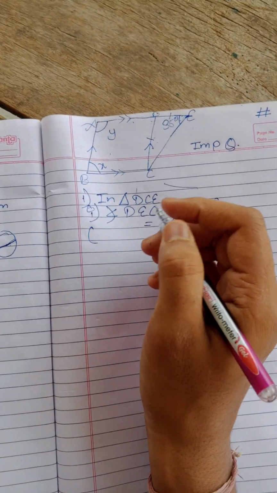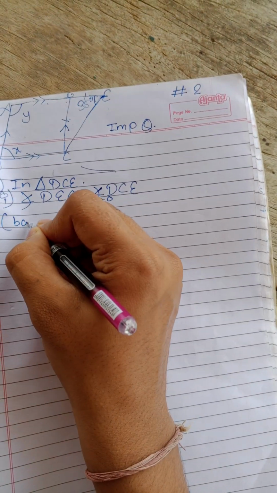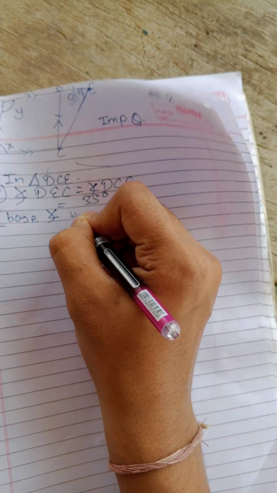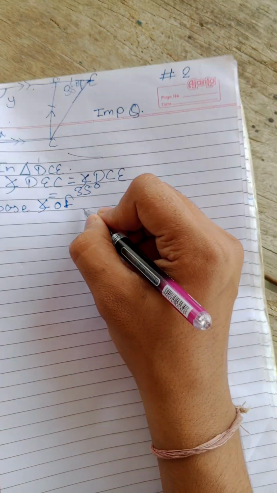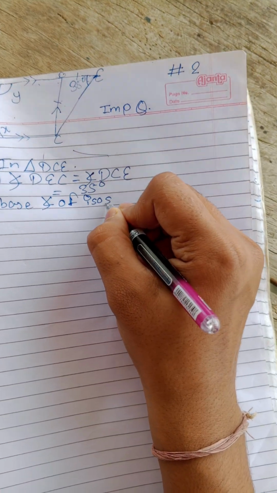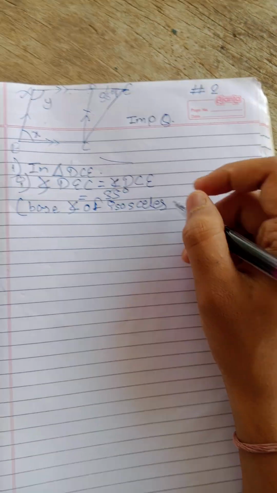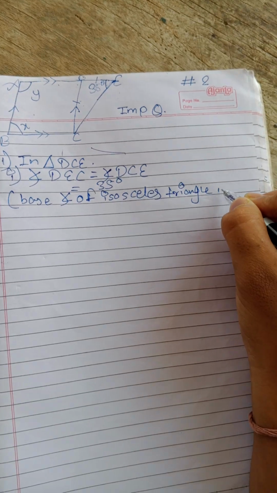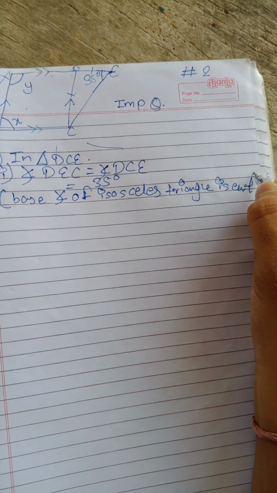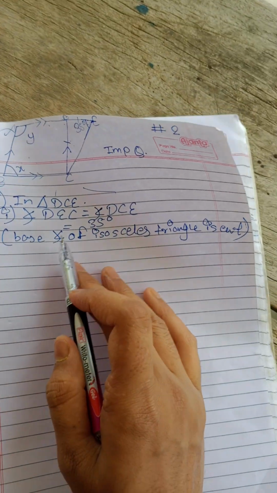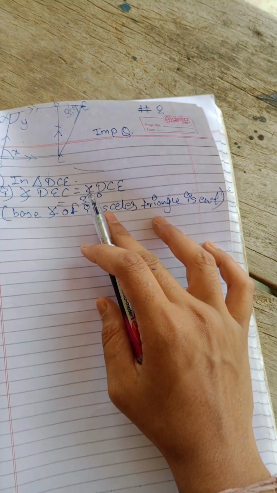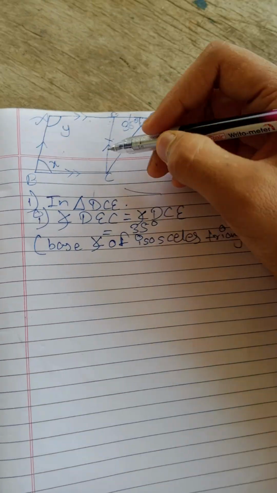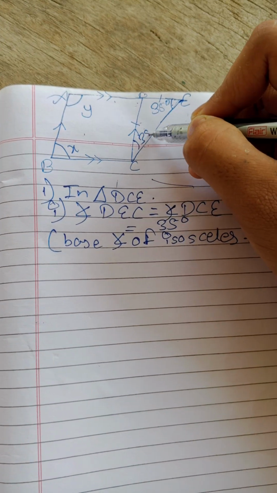We will write the reason also: base angles of isosceles triangle are equal. We have written here that base angles of isosceles triangle are equal. This is the reason. So this is also 35 degrees.